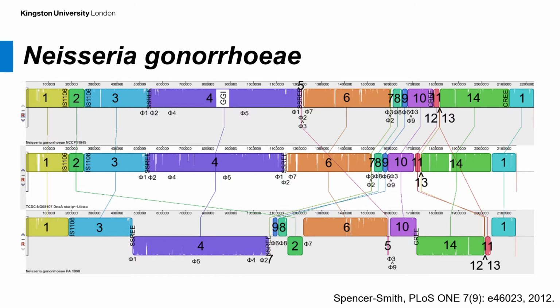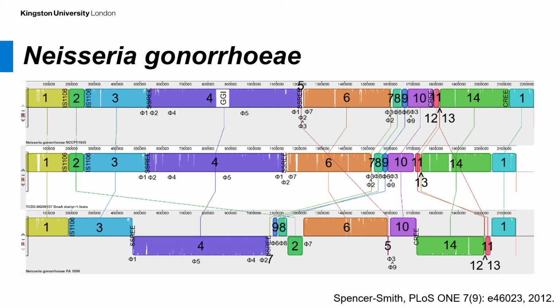When we look then at region 4, which is shown there in purple, we see that whole region has inverted. So that's what it means by being below the center line as shown in the Mauve visualization. And so region 4 is in the same relative location, but has inverted in one of the strains.